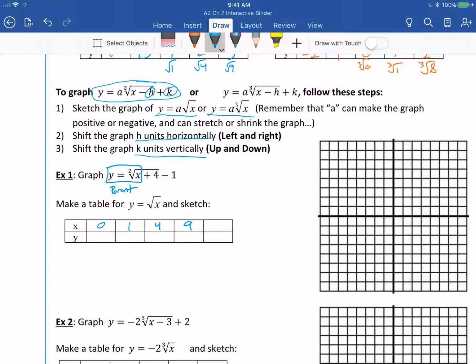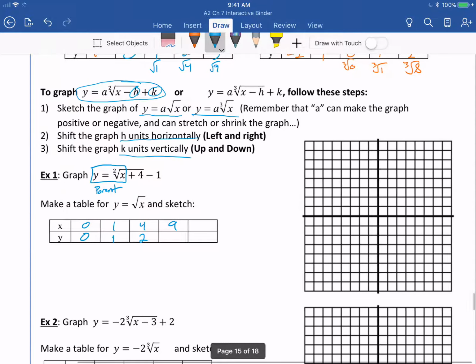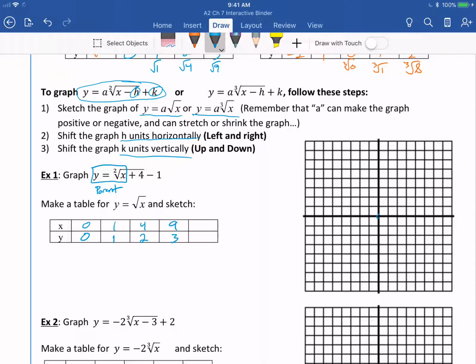Okay, and I know that the square root of 0 is 0, the square root of 1 is 1, the square root of 4 is 2, and the square root of 9 is 3. So that's my first thing I'm going to graph here. I'm going to go 0, 0, I'm going to go 1, 1, 4, 2, and 9, 3. That's a little bit off the graph. All right, so that right here is my parent.